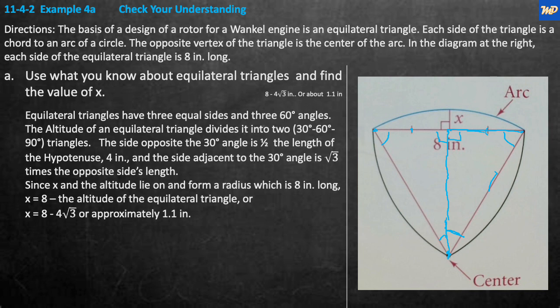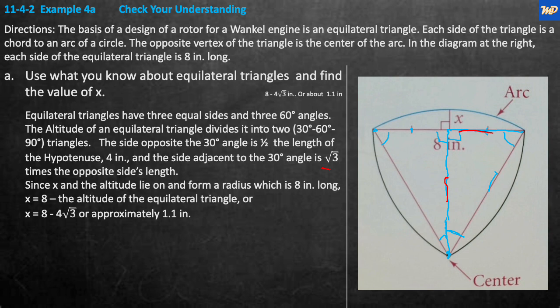I'm going to put red on it now. So opposite, adjacent, right? So the length of the adjacent, or the altitude in this case, is the opposite times the square root of 3. Right here, square root of 3.